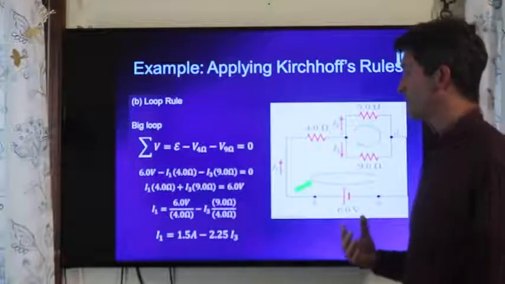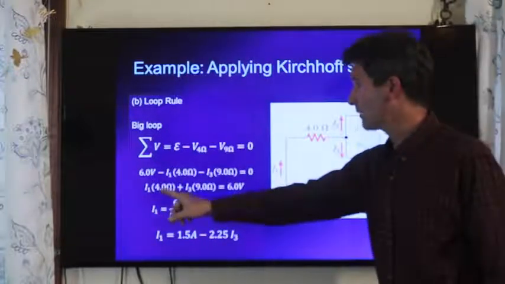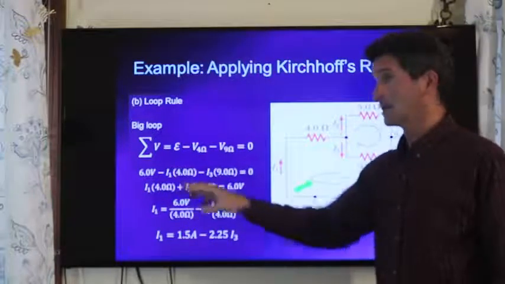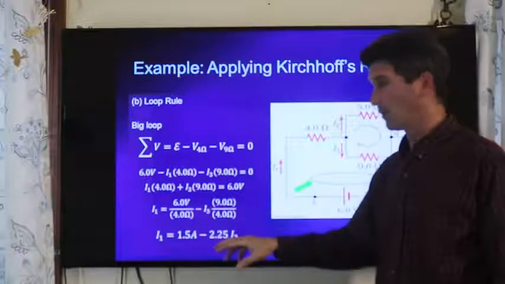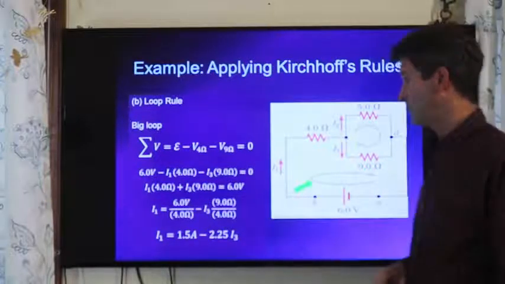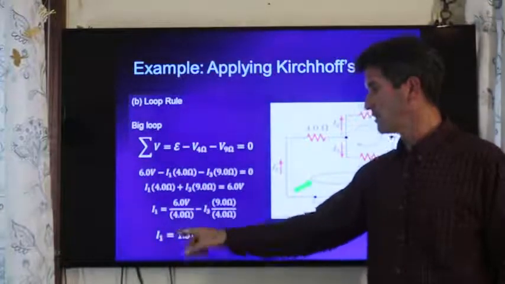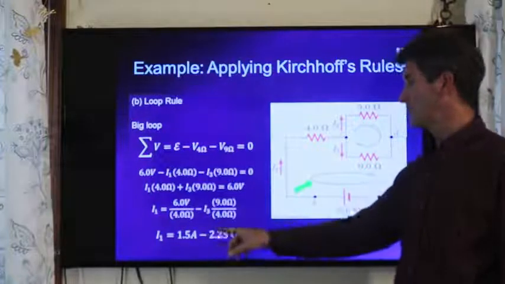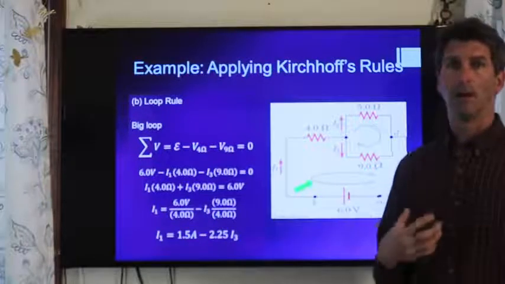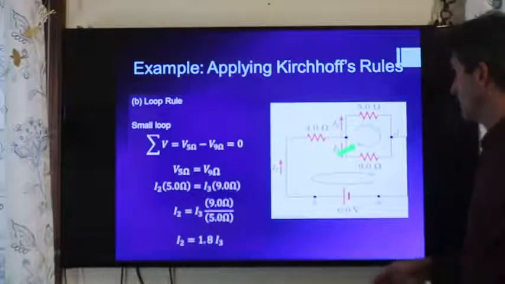We can simplify this to solve for I1, because I'm going to make a substitution later on. I'm going to move everything over to the other side. I'll move this to the other side. Divide both sides by 4 ohms. We get 6 volts divided by 4 ohms. Now it's I3 times 9 ohms divided by 4 ohms. And finally, here's our next relationship. I1 is equal to 1.5 amps minus 2.25 times I3. So we have 2 equations so far from one junction and also one loop. Okay, let's look at the small loop.